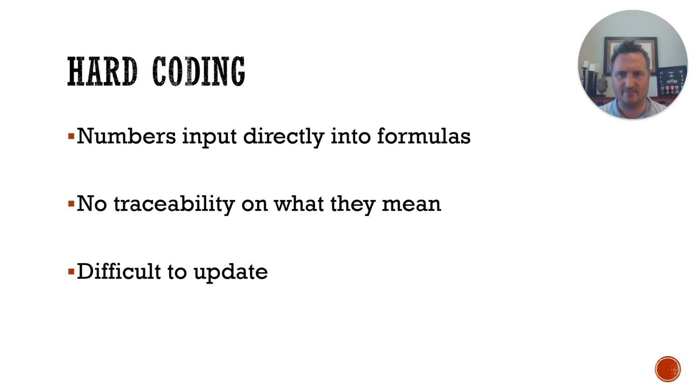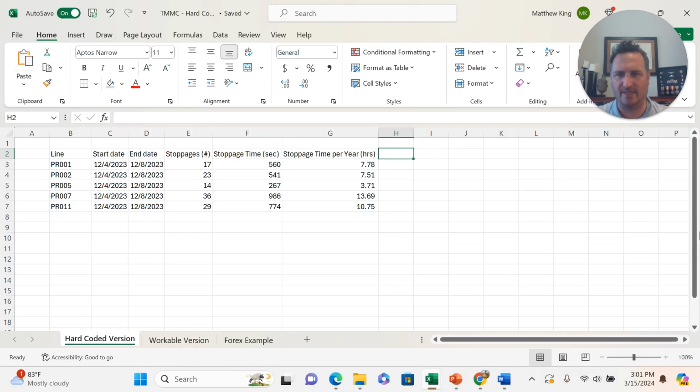Let's take a look at an example. Okay, so here we have an output from Power BI. These are 5 production lines in a facility, data from December 4th through December 8th. We've got data on the total number of stoppages, the total amount of time that each line was stopped, and management wants to know, okay, if we take this data from 1 week and we extrapolate it into an entire year, then what sort of stoppage time per year are we looking at?